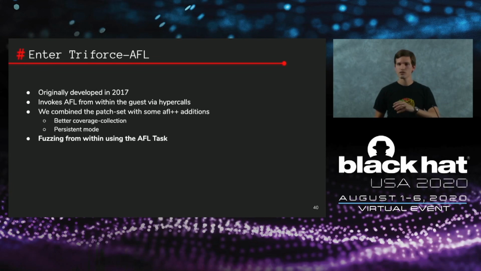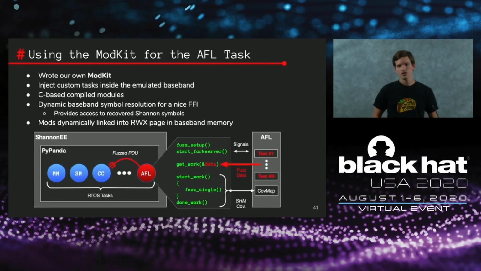So ShannonEE is a system level emulator, meaning it has a software MMU, and it invokes AFL from within the guest via hypercalls. And we combined this patch set with some AFL++ additions because I have some really good patches, which means we got better coverage collection and a persistent mode. And this allowed us to do fuzzing using something called the AFL task.